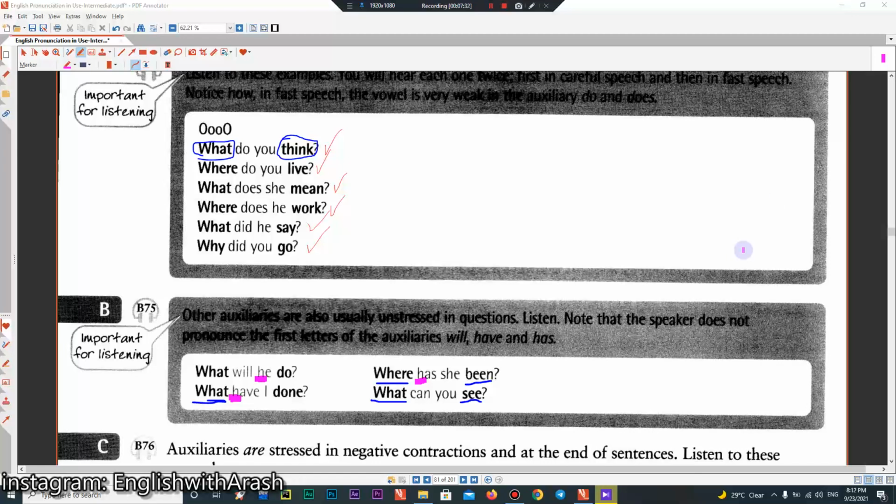Why did you go there? Yeah, again, "did you" doesn't get the stress. Why gets the stress. Go gets the stress. Why did you go there?